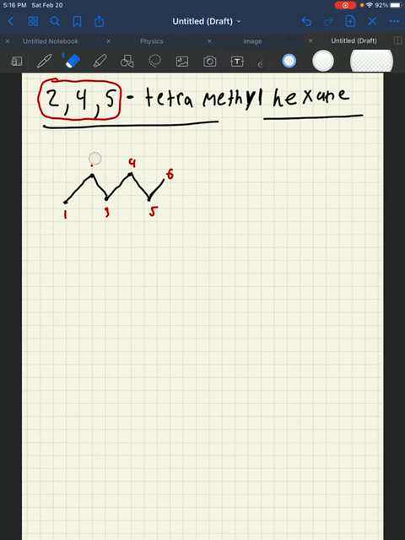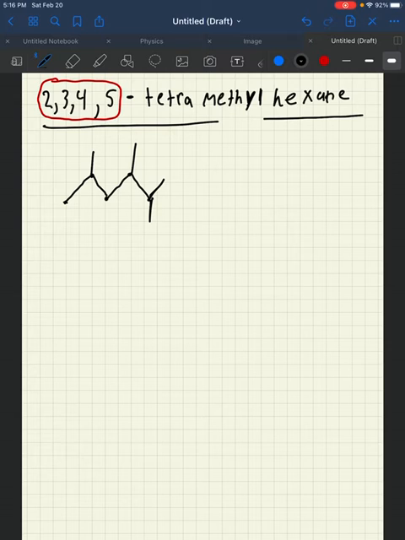So, let's put it down. We have 1 at 2, 1 at 4, and 1 at 5. Because it's 2, 4, 5. And we also have 1 at 3. My bad. I labeled this wrong. I gave you guys a stinker. I didn't even realize I wrote that wrong. But it's 2, 3, 4, 5. So we also have 1 at 3.